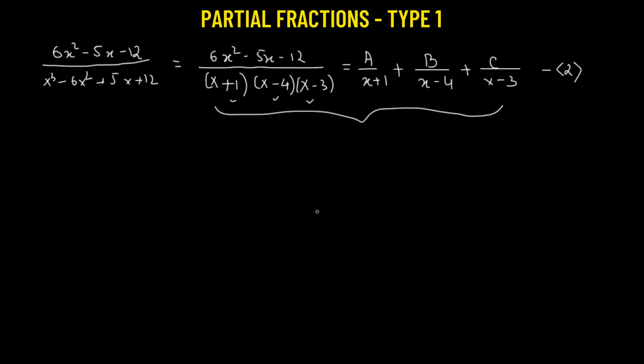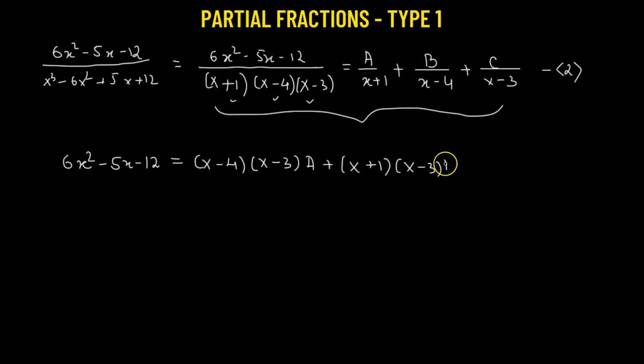Okay, now we will multiply both sides of this equation by x plus 1, x minus 4 and x minus 3. So we are now left with 6x squared minus 5x minus 12, which will be equal to x minus 4 times x minus 3, whole multiplied by a, plus x plus 1 multiplied by x minus 3, whole multiplied by b, and then x plus 1 times x minus 4 multiplied by c. Now to find out the values of a, b and c, we're going to use a trick here. The trick means we will use 3 very specific values for x.